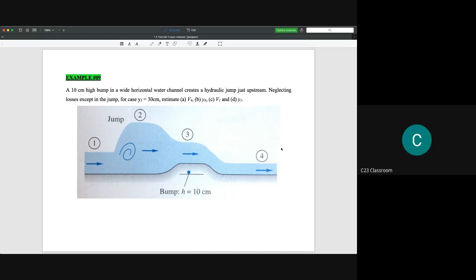Okay, thank you, Doctor. That's our syllabus. If not, I would need to add more notes about determining the hydraulic jump in open channel flow.